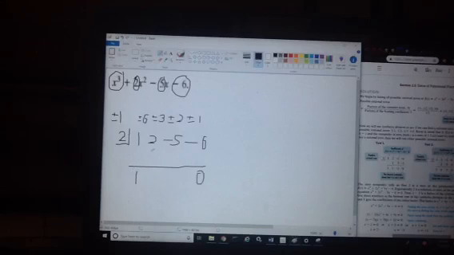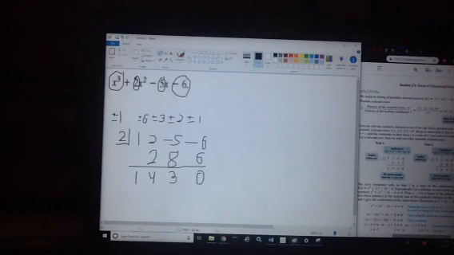Now 2 times 1 is 2, which will add up to 4. 2 times 4 is 8, -5 is 3. 2 times 3 is 6, and -6 plus 6 gives 0. So now we know that 2 is a solution of the problem.